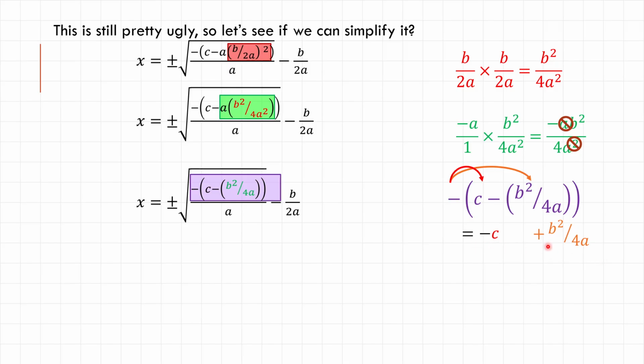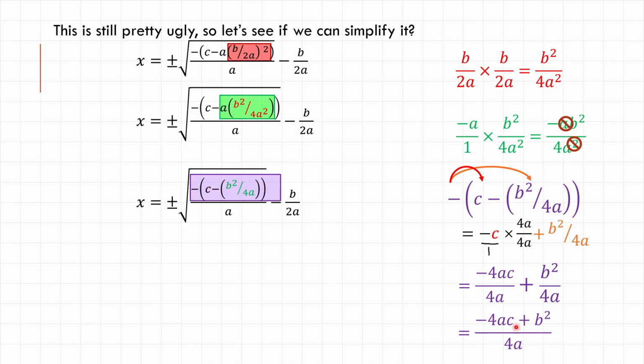And I can even go further, and I can actually add these two together. So to do that, I do need a common denominator. So if I make negative c over 1, I can then multiply it by 4a over 4a, because that's the common denominator there. Negative c times 4a is negative 4ac, and 1 times 4a is just 4a. And to add these two fractions, I keep the denominator the same, and I just add the numerators. And so I can replace this numerator entirely with this expression right here.